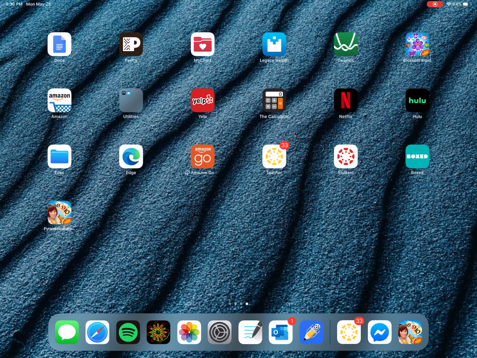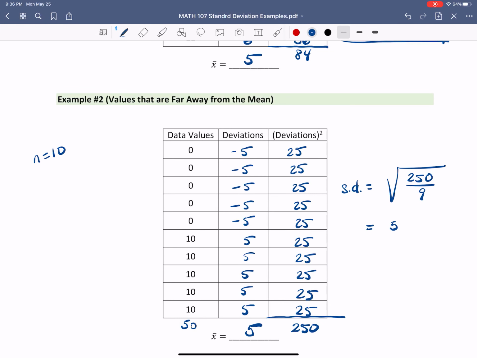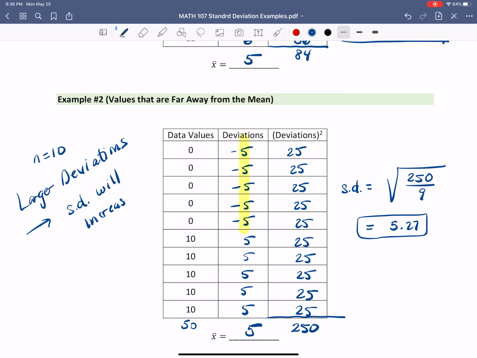So it's larger. Now you're probably wondering, why did that happen? Well, here's the idea. So the standard deviation is going to get larger if we're adding bigger numbers in the numerator. So what causes us to add bigger numbers in the numerator? Well, bigger deviations. So what this means is larger deviations mean that the standard deviation will increase. Now that, of course, means that we're keeping the same mean and we're keeping the same sample size, okay? Because if we change too much, then we kind of lose the comparison idea here.